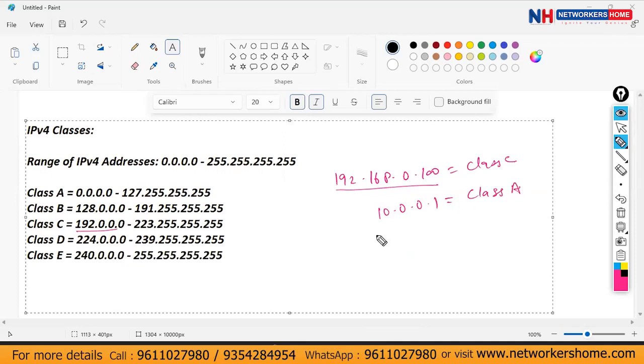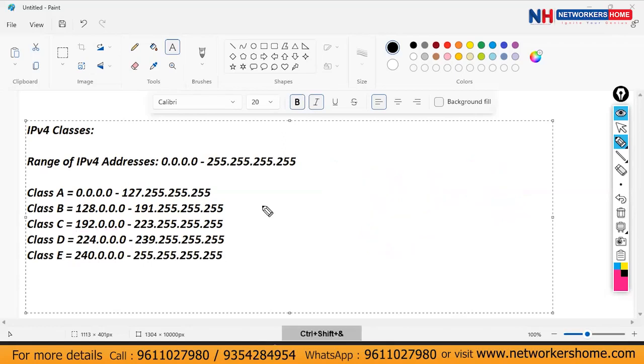Okay. And if I say 172.16.0.1, class B. So looking at the IP address, you can decide which class the IP address belongs to. Mainly, we are just looking at the first octet value. Looking at the first octet, we can decide which class the IP address belongs to. If you want to decide the class of an IP address, you just need to check the first octet value. Whatever value is there in the first octet, with that value you can decide which class the IP address belongs to.